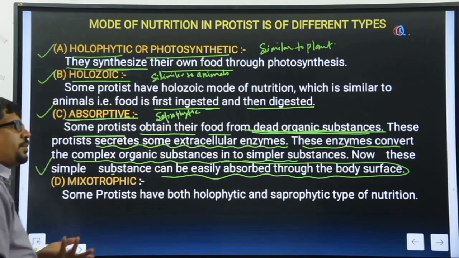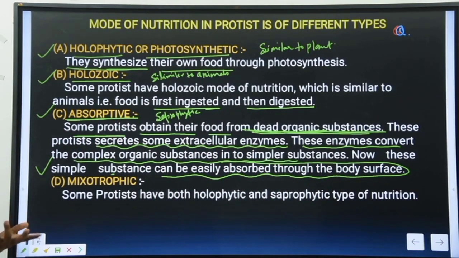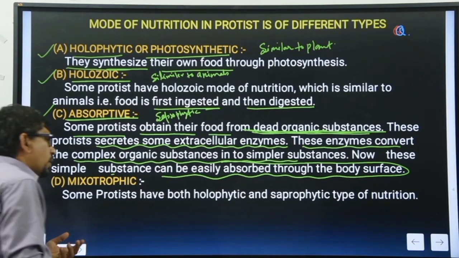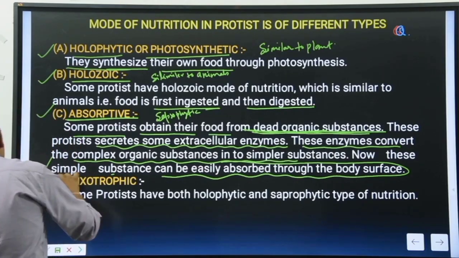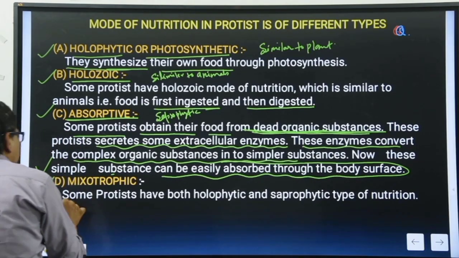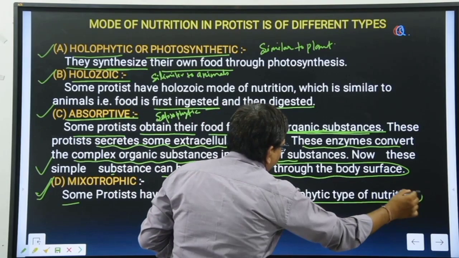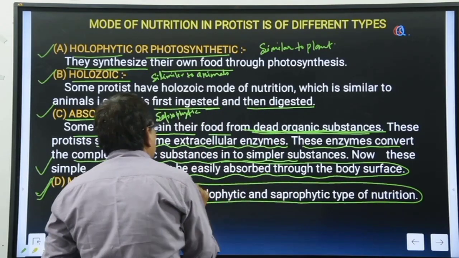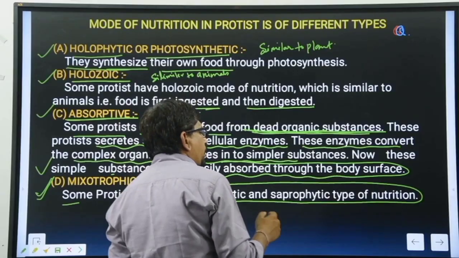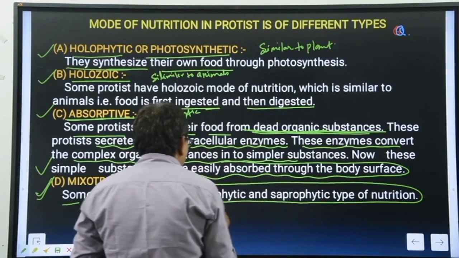In slime molds, we can say these slime molds absorb the food with the body surface and some absorb with particular organs. And the last one is mixotrophic, where both holophytic and saprophytic types of nutrition are present.